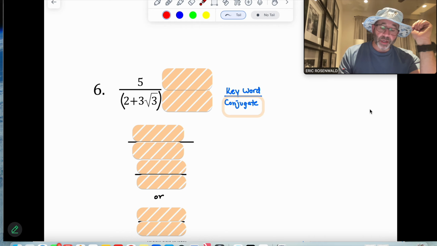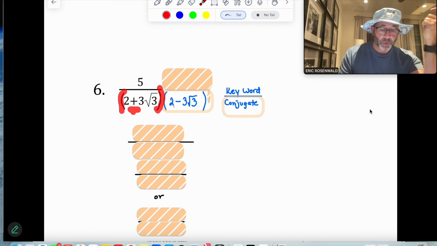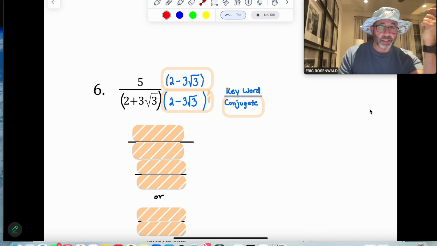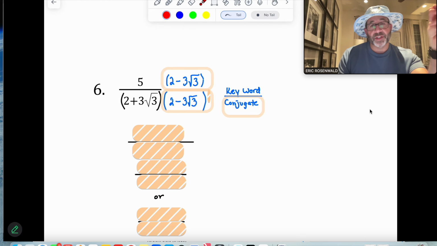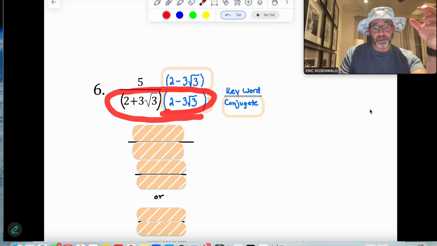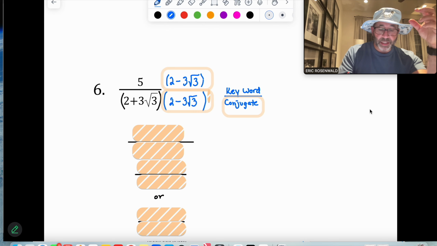The conjugate of 2 plus 3 root 3 is, instead of a plus, we use a minus. And we do the same thing on the top. The nice thing about the roots is that when we use the conjugates, they always cancel each other out, so we're just left with a nice clean number. Now you could just throw that bottom part right into your calculator. But if you wanted to do it by hand, it's not too hard.